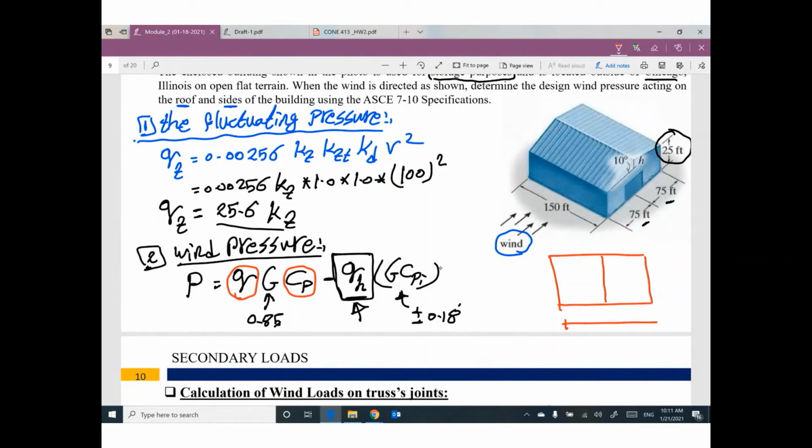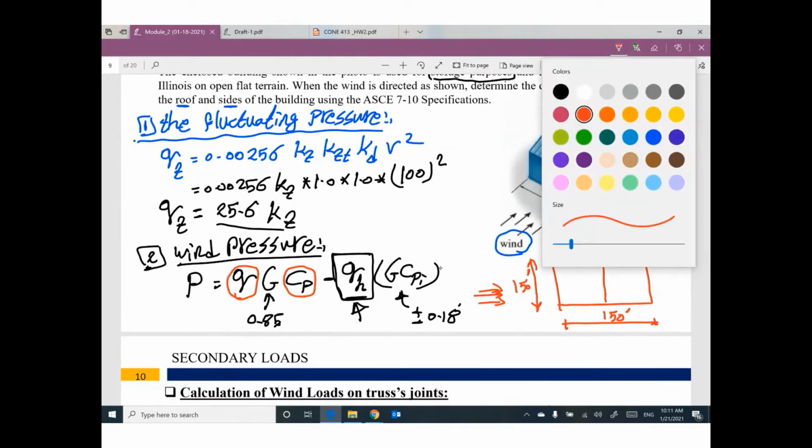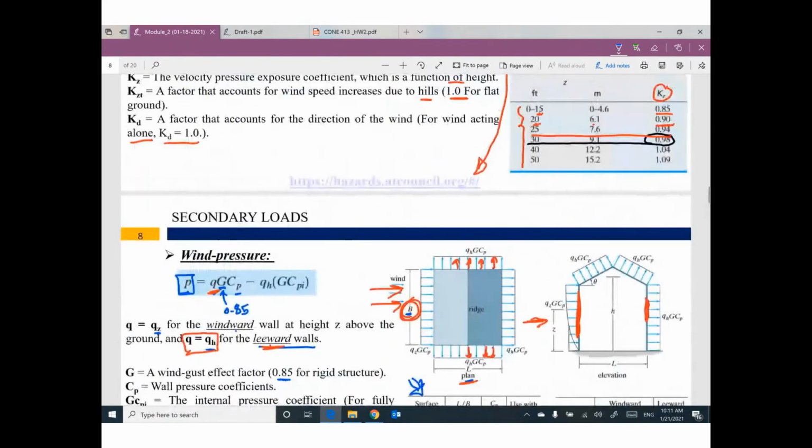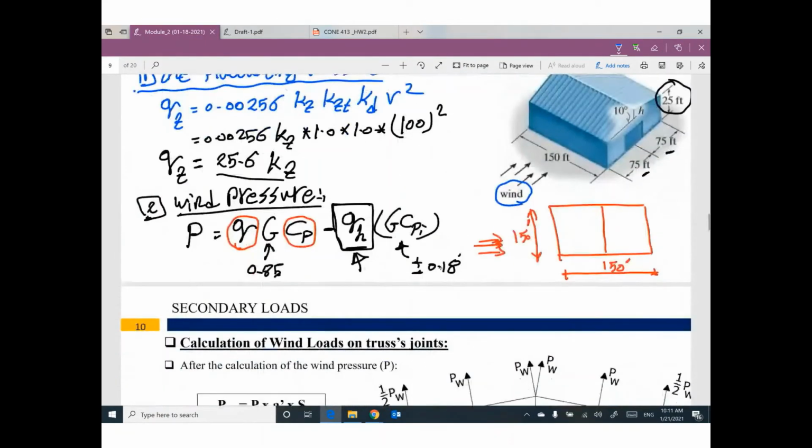This length equals 150 feet. This length equals 150 feet. Here is the direction of the wind. So here is L, here is B. By the way, L divided by B equals 150 divided by 150, which is 1.